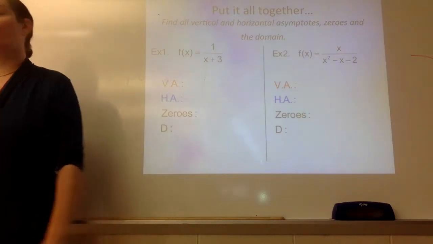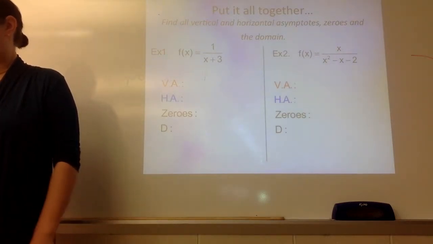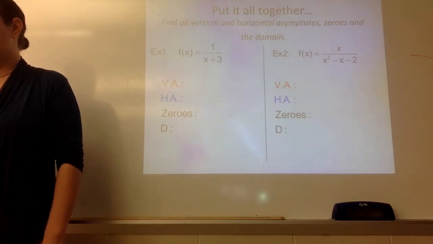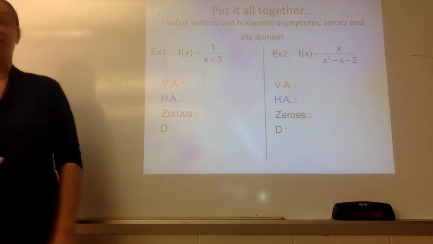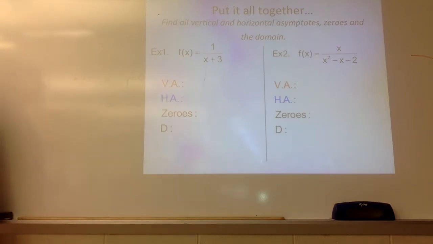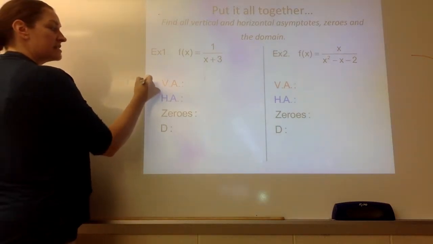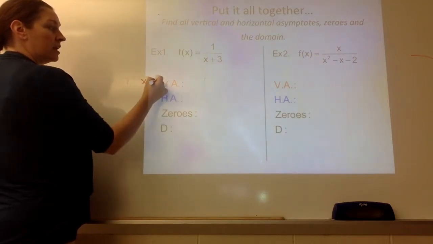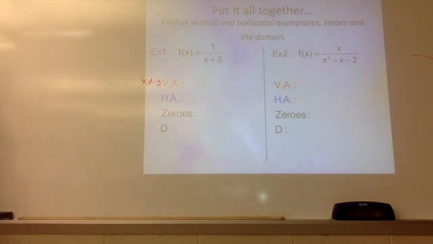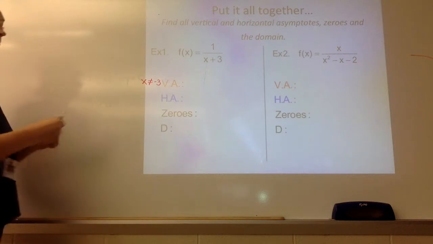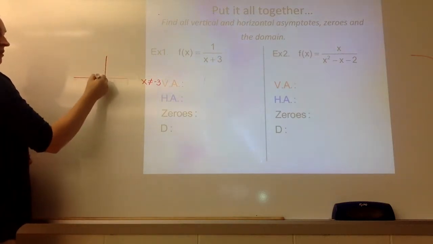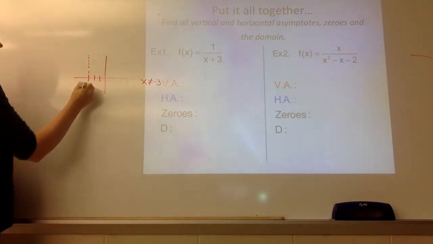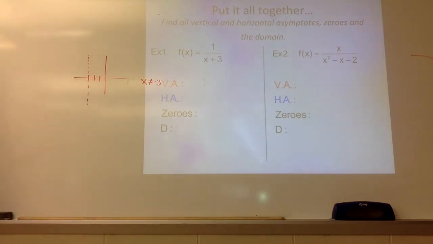Okay? Vertical asymptotes come from what part of the fraction? Denominator. What can x not be? Your thought here is that x cannot be negative 3, correct? Okay, which means in a rational, I have a vertical line. How do I write the equation of a vertical line? So this is what I'm looking at. At negative 3, I have this vertical line. How do I write the equation of that line?